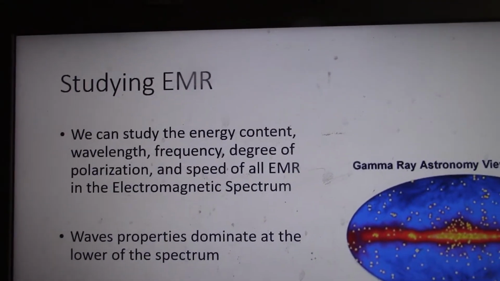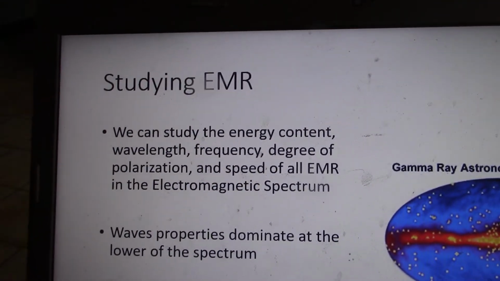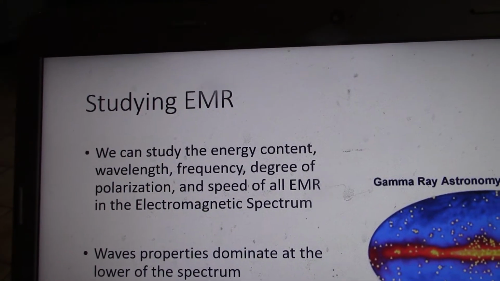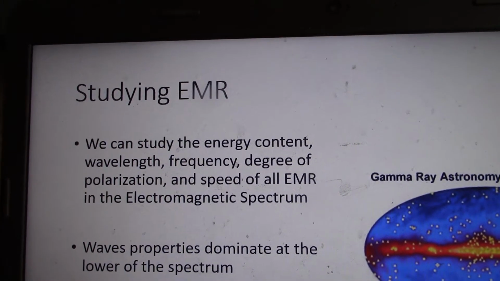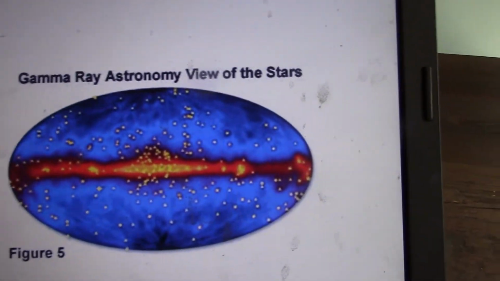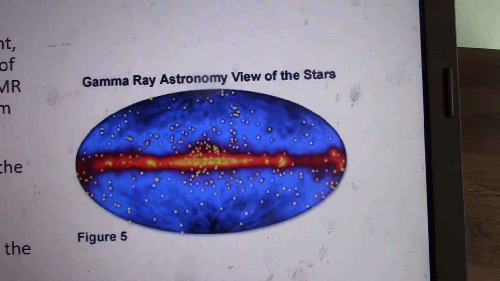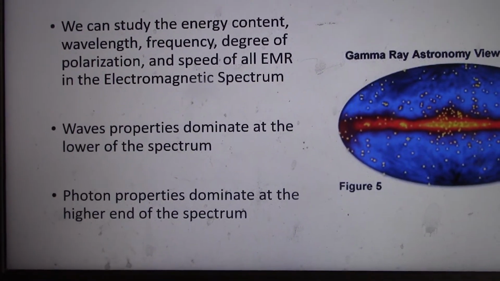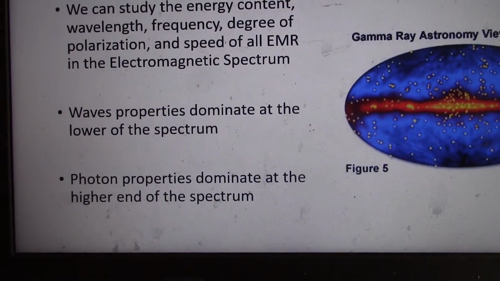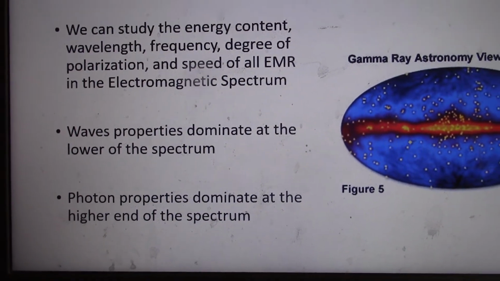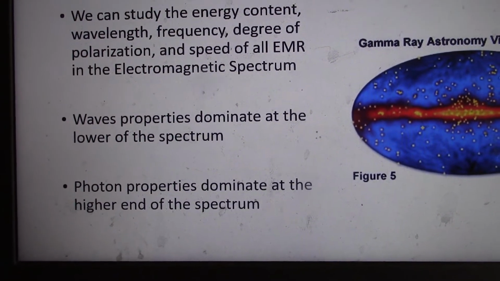So we can study the energy content, wavelength, frequency, and degree of polarization. We can also study the speed of all electromagnetic radiation in the electromagnetic spectrum. We know that they all travel at the speed of light unless they're not moving through a vacuum, right? Then they'll slow down. But wave properties dominate at the lower end of the spectrum, and photon properties dominate at the higher end of the spectrum because the frequency is really, really high. So they act more like particles.